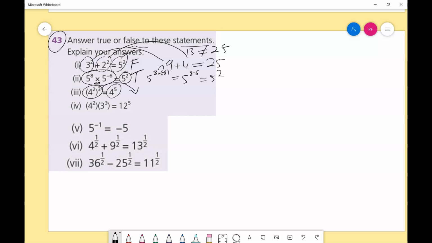4 squared to the power of 3 equals 4 to the power of 5. Well, we know in this situation, when we have 4 squared to the power of 3, we multiply our powers, so that would be 4 to the power of 6, which is not 4 to the power of 5, so that's false.